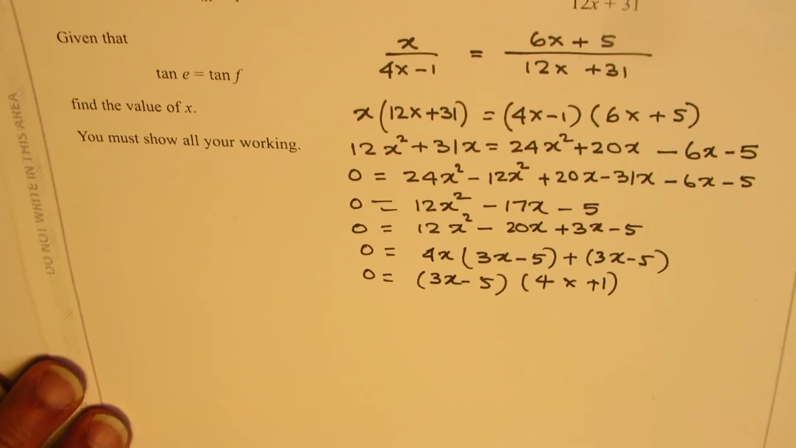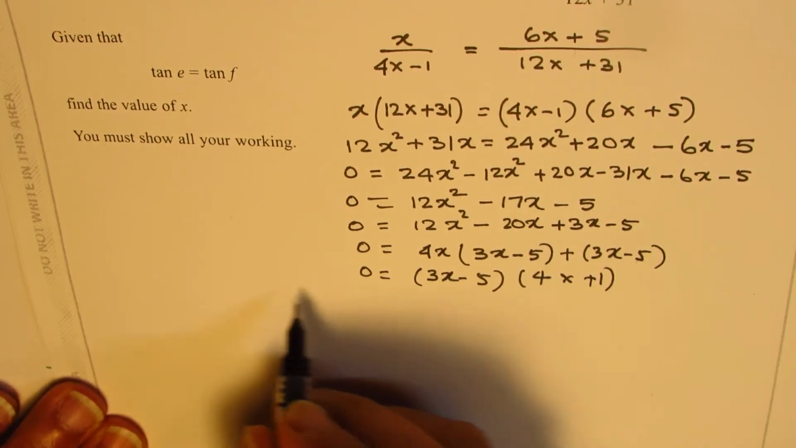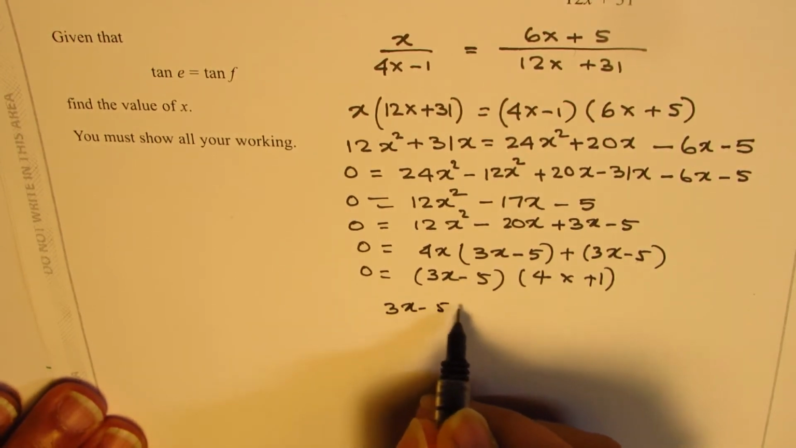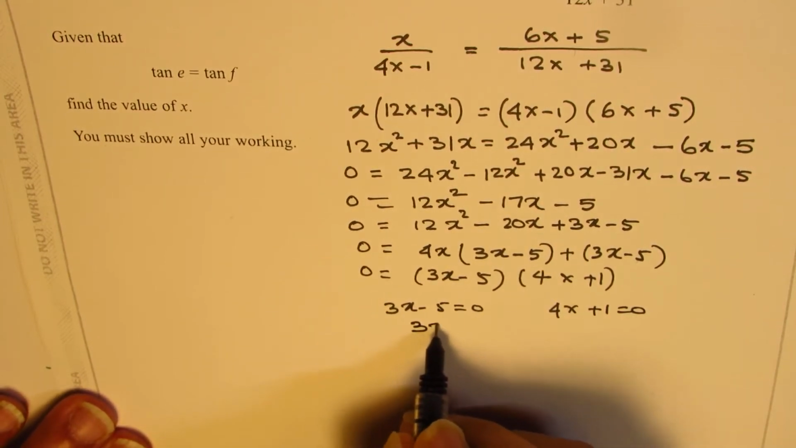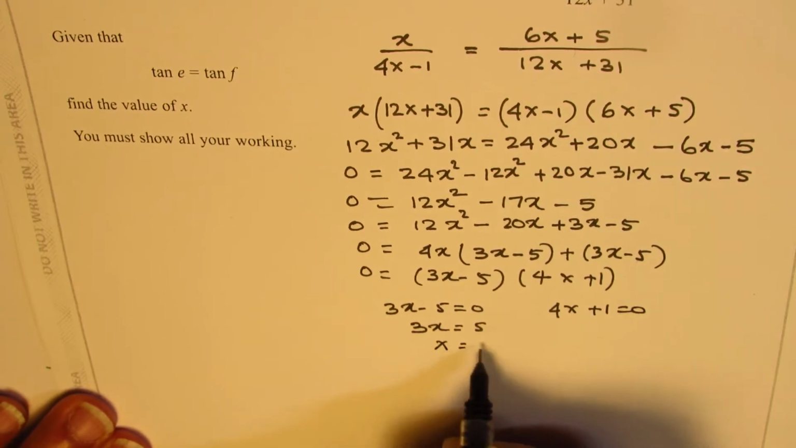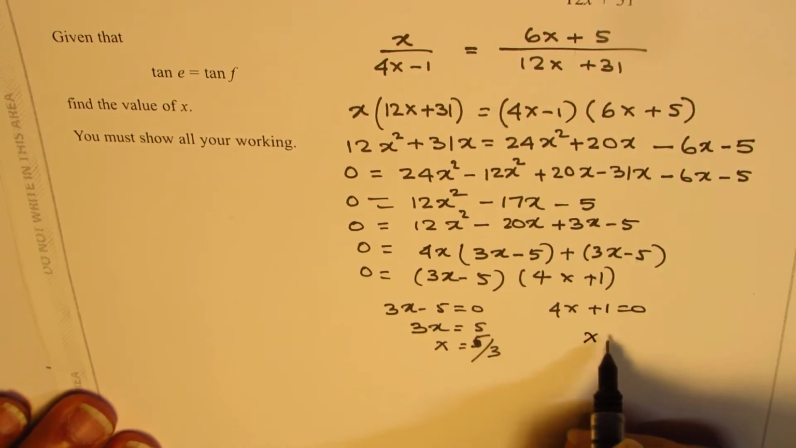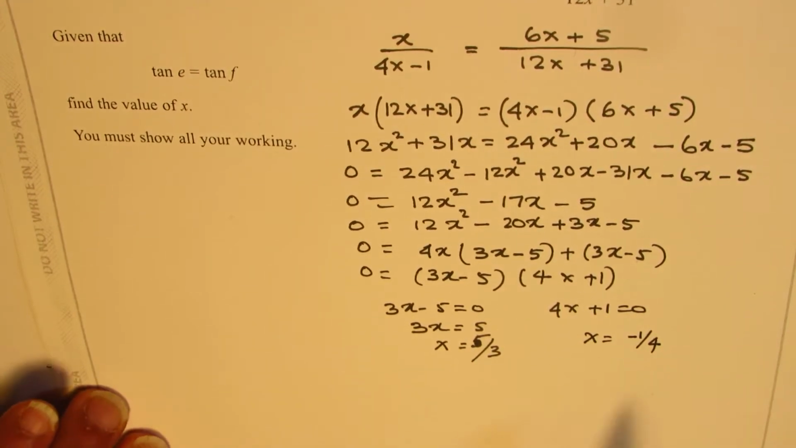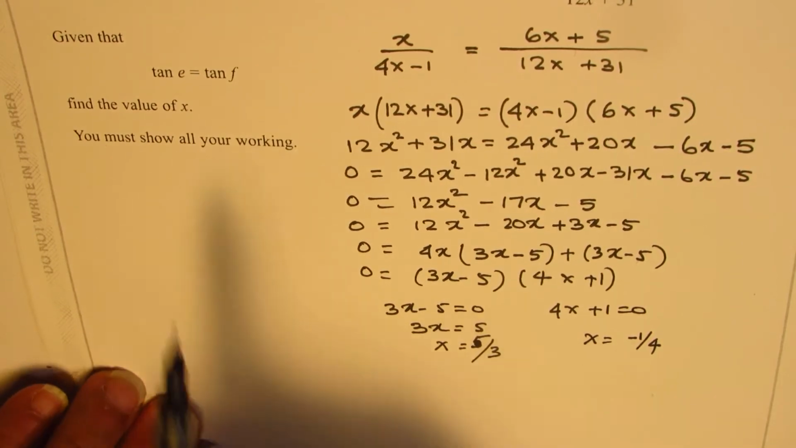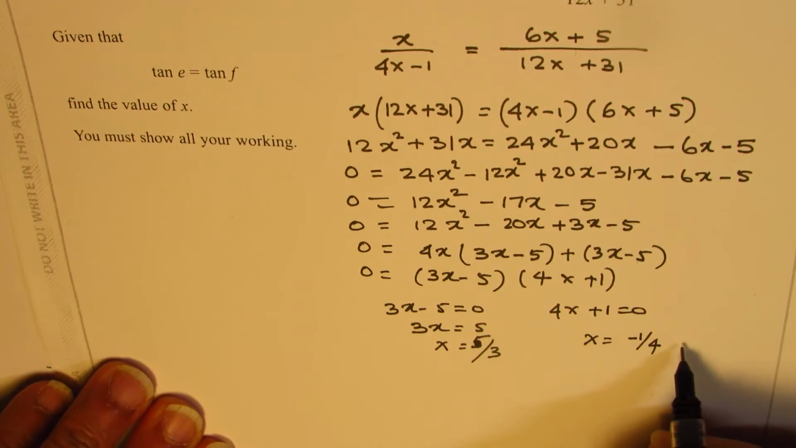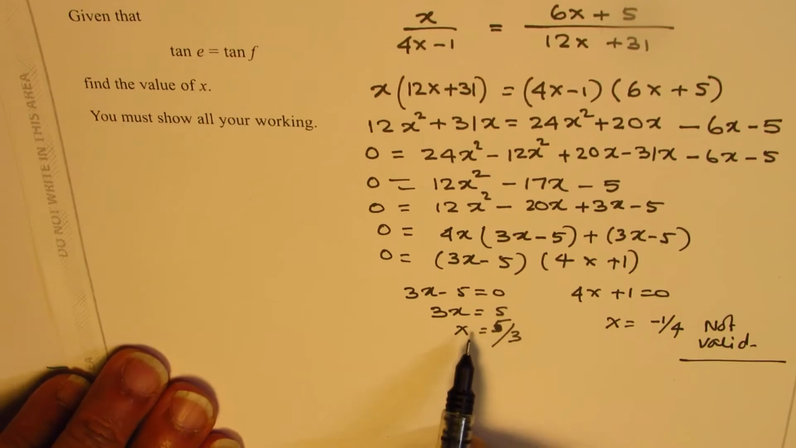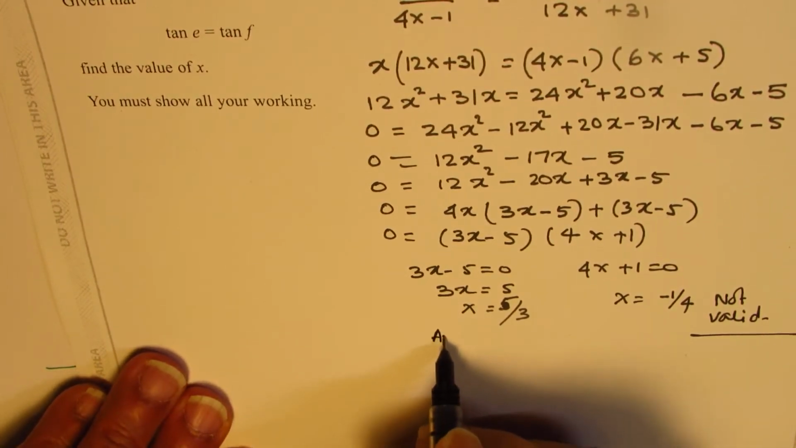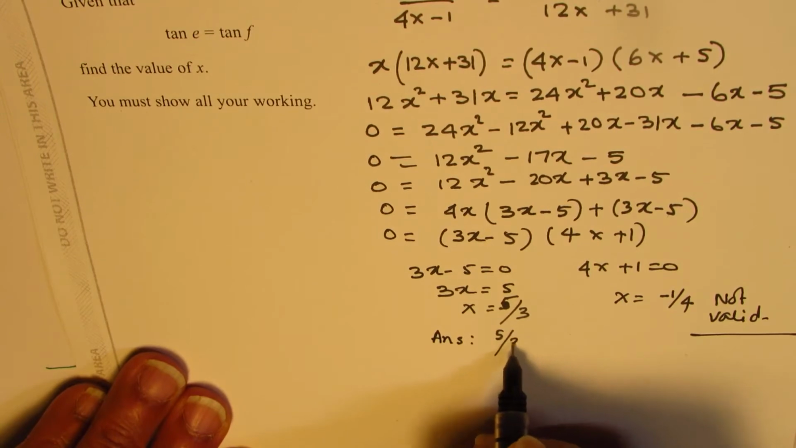Now, to get the solution, we will substitute 3x minus 5 equals 0, and 4x plus 1 equals 0. So that gives you 3x equals 5, or x equals 5 over 3. Here we get x equals minus 1 over 4. Now we are talking about dimensions. If I write minus 1 over 4, I get a negative value. So this is not valid. But this is a valid value. So the answer here is 5 over 3.